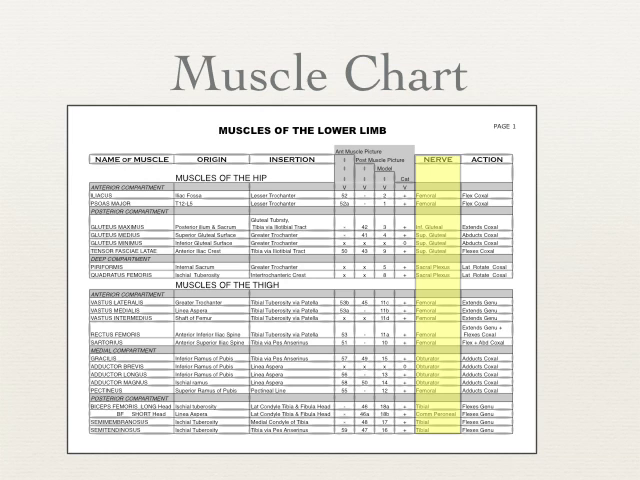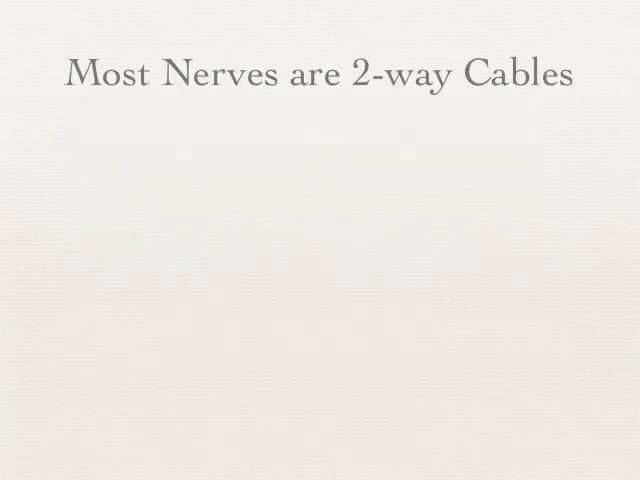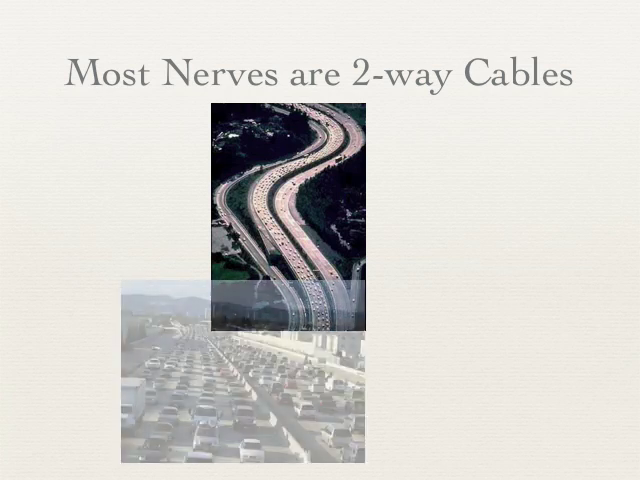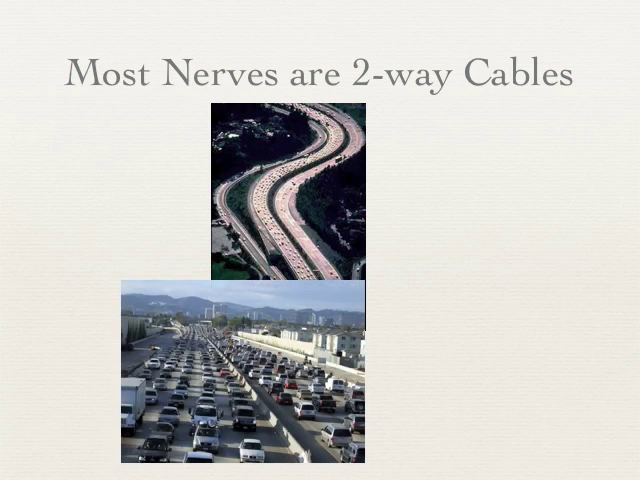The other thing that you need to know about a nerve is that it's a two-way street. Nerves in your human body look like strings. They're actually cables. I like to think of them kind of like a freeway or a highway because you're going to have traffic in two different directions. When you have a freeway, you've got lanes of traffic that are carrying people one direction, and you have separate lanes of traffic carrying people another direction.